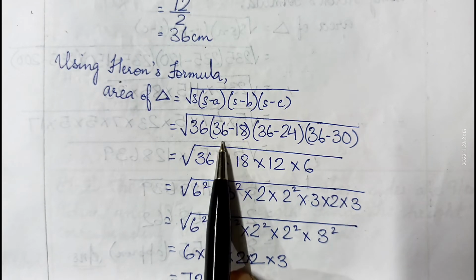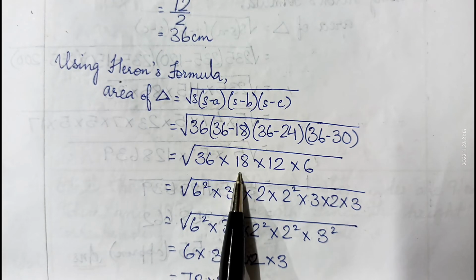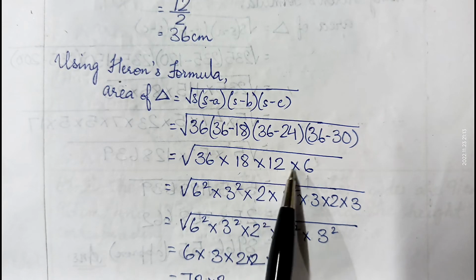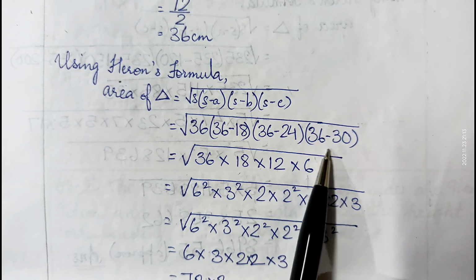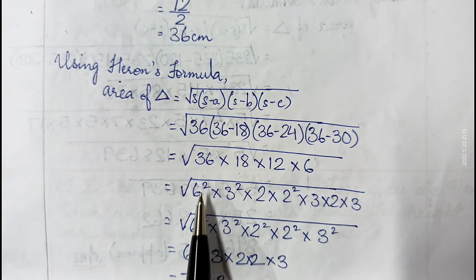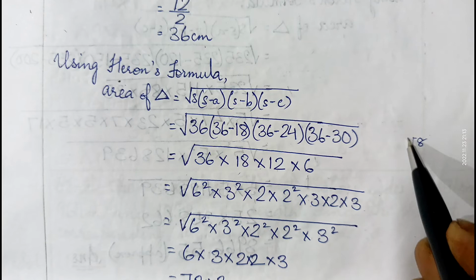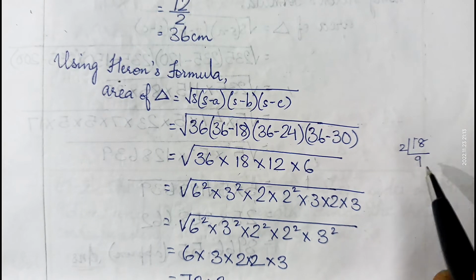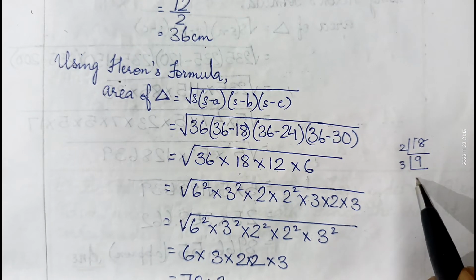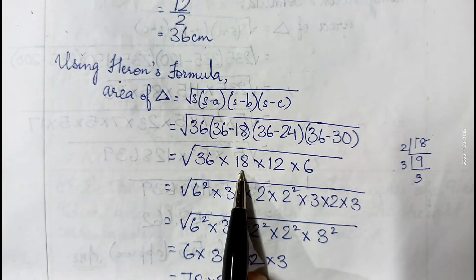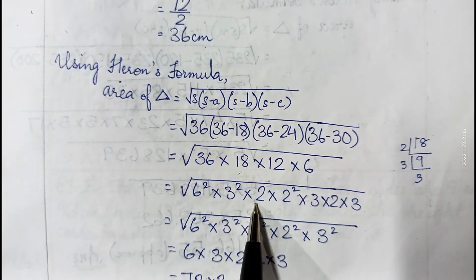36 into 36 minus 18 will be 18, into 36 minus 24 it will be 12, into 36 minus 30 it will be 6. Now 36 is 6 square. This 18 we can prime factorize like this. With 2 it will be 9. Again 9 can be divided by 3. 3 3s are 9. So we can write 3 square into 2. So instead of 18 we are writing 3 square into 2.